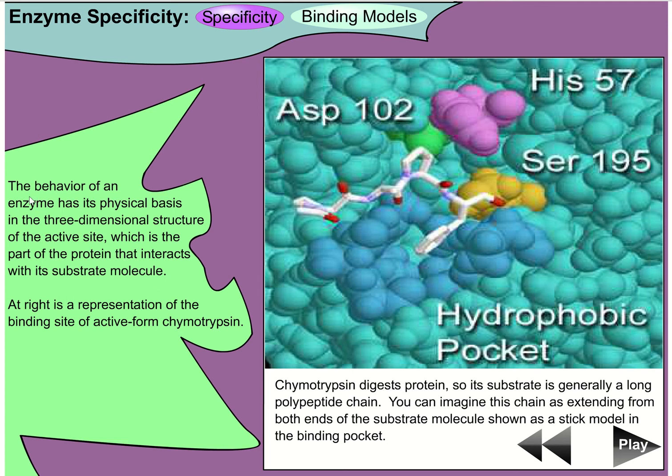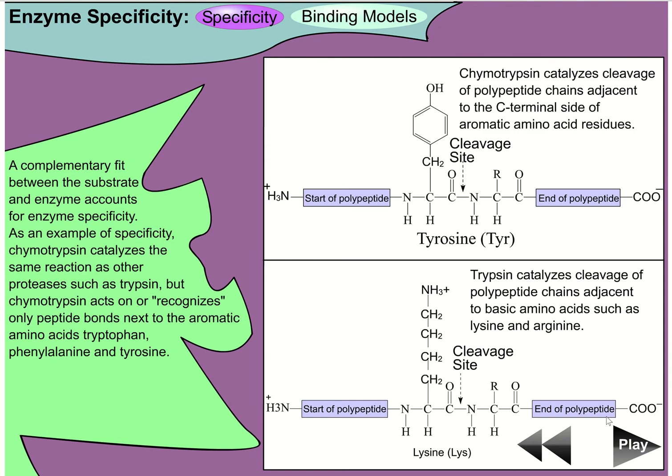So the text says the behavior of an enzyme has its physical basis in the three-dimensional structure of the active site, which is the part of the protein that interacts with the substrate. And then go down. So what they're saying is complementary fit between the substrate and the enzyme accounts for the enzyme specificity. And this notion of complementary fit is just like a lock and key, right? So that determines the enzyme specificity.